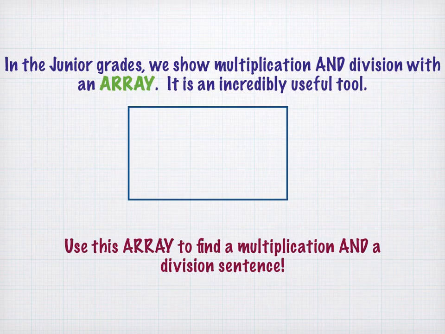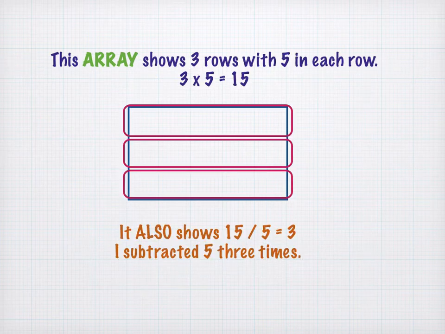So in our junior grades, we use an array to show multiplication and division. It is even more of an incredibly useful tool now. So to review last week, this is an array that shows multiplication of 3 times 5 equals 15. It also shows 15 boxes subtracting groups of 5 at a time. So 15, subtract 5, subtract 5, subtract 5 3 times gives us 0. So 15 divided by 5 equals 3. I subtracted 5 3 different times.